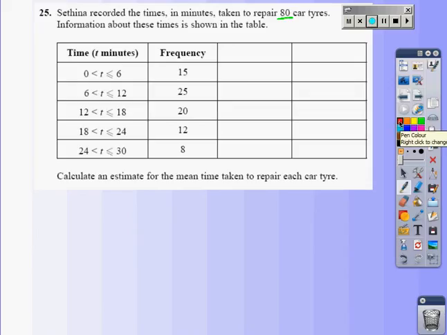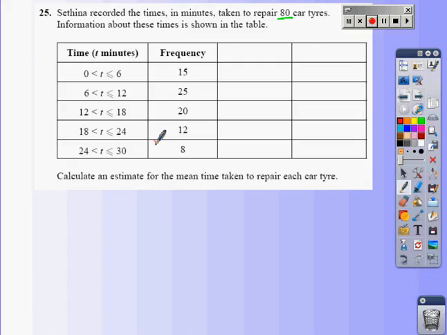Now information about these is given in a table, and then we're told that there were 15 car types that had a time to repair between 0 and 6 minutes. We don't know exactly how long, but they were somewhere in that bracket. 25 took between 6 and 12, 20 took between 12 and 18, and so on.